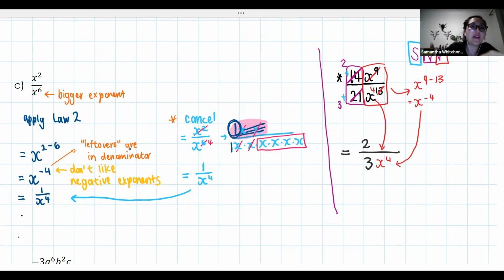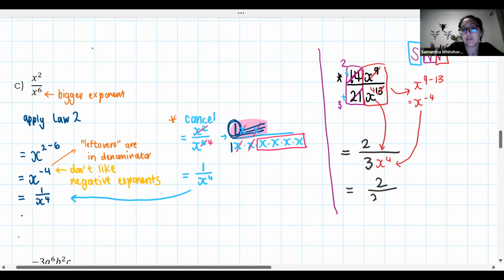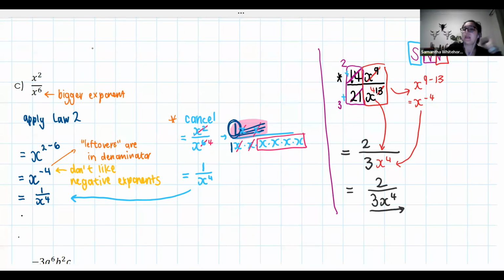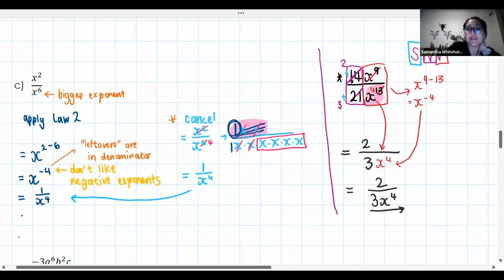And so this fraction simplifies to 2 over 3x to the power 4. The x to the power 4 is in the denominator because if we look at where our bigger exponent for x was, it was in the denominator. That's where the leftovers need to go. The 2 and the 3 came from me simplifying my numbers. I can divide 14 and 21 both by 7, and so I need to simplify those numbers.